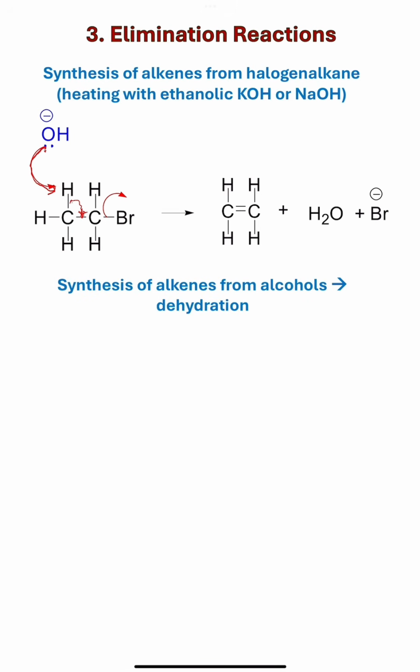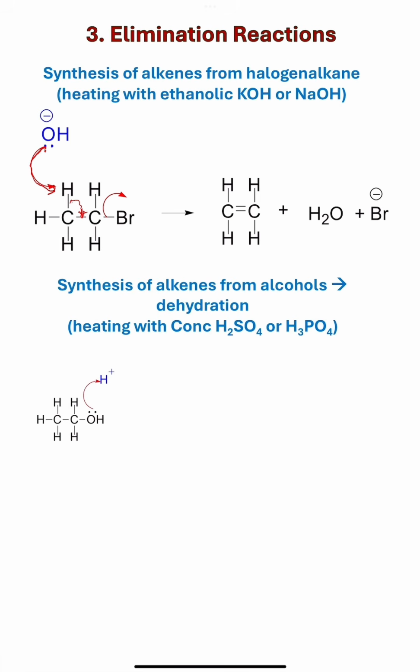Another example is the synthesis of alkene from alcohol, and this is called dehydration because you are removing a molecule of water. This reaction proceeds by heating with concentrated sulfuric or phosphoric acid. These acids provide the hydrogen, or a proton, that acts as a catalyst for this reaction. The reaction starts with the OH on the alcohol attacking this proton from the acid.